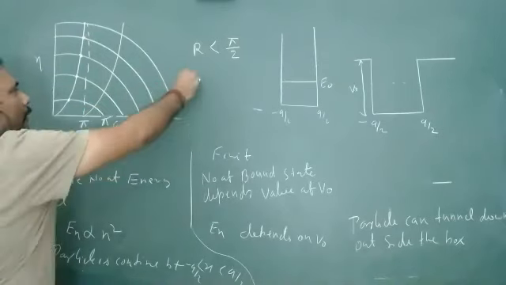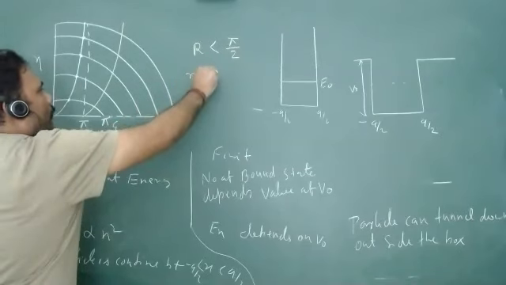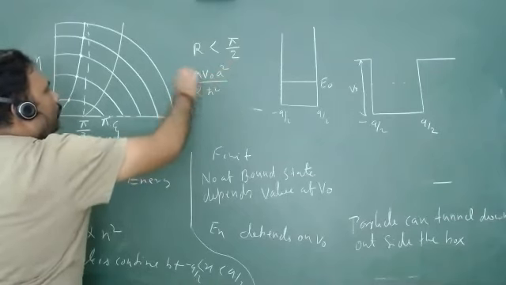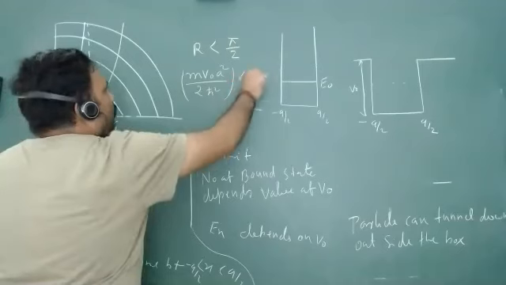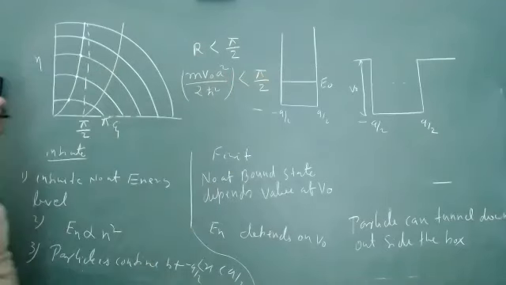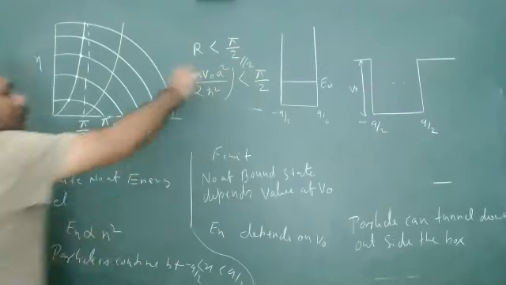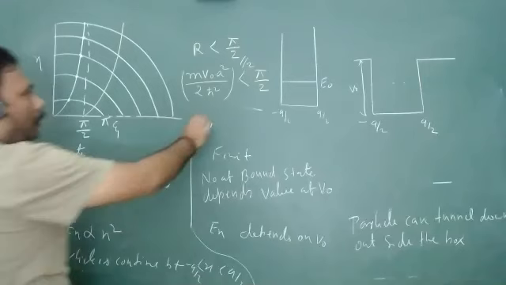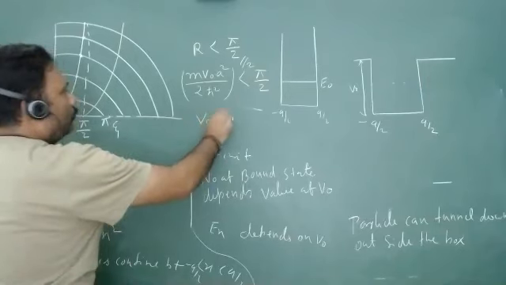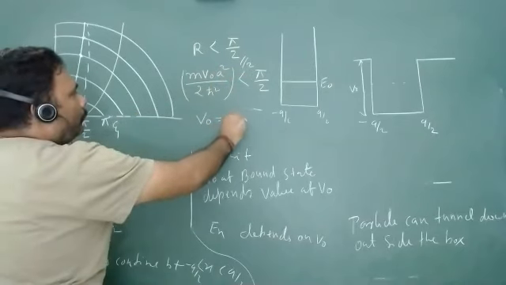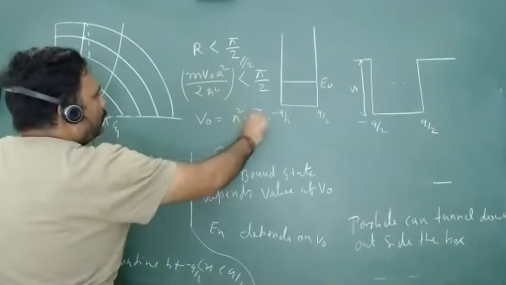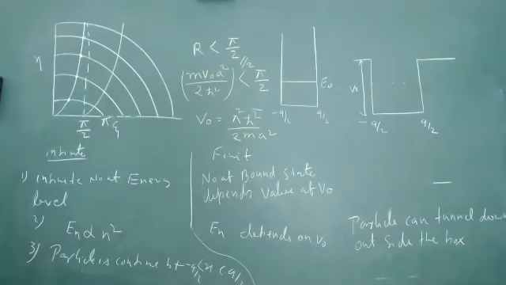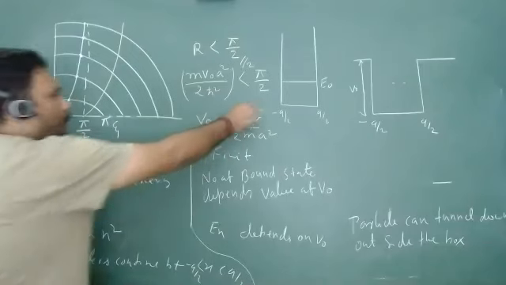And what is the value of R? The value of R is equal to m V naught a square upon 2 h cut square, to the power half, which must always be less than pi by 2. So you can find the value of V naught: squaring it, you get pi square h cut square upon 2 m a square. What is this particular value?